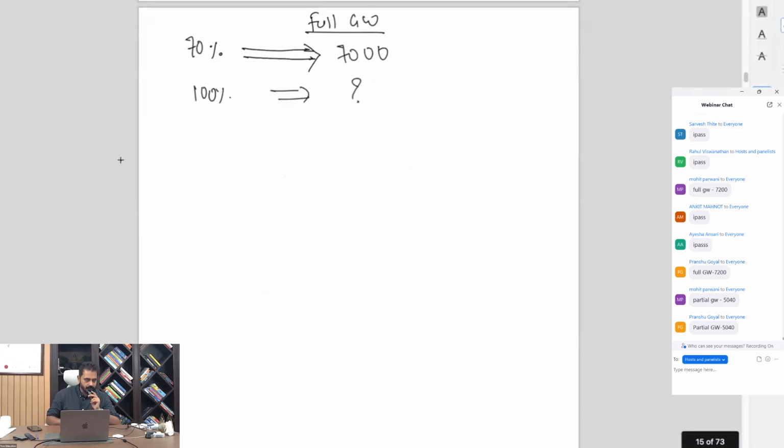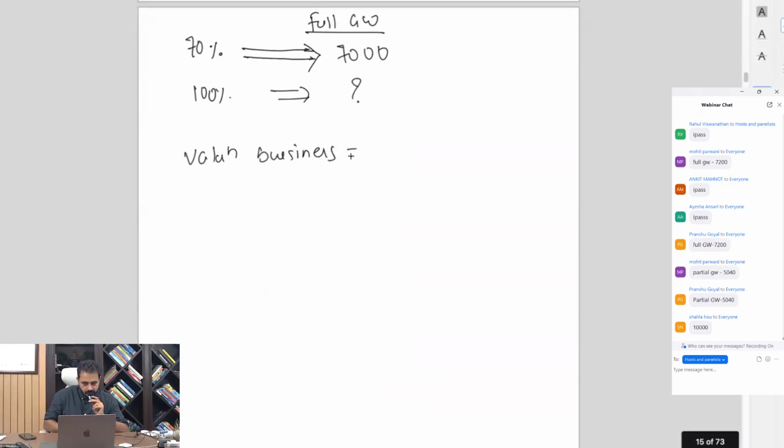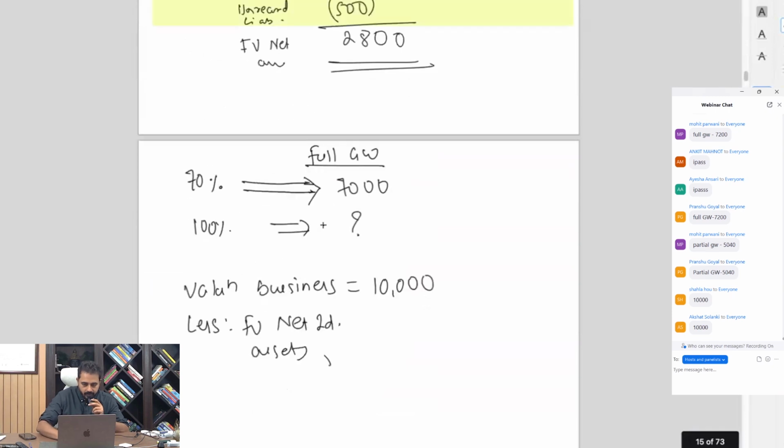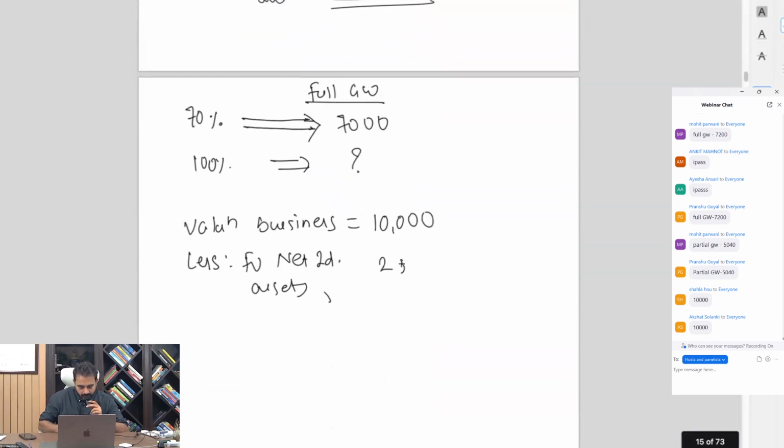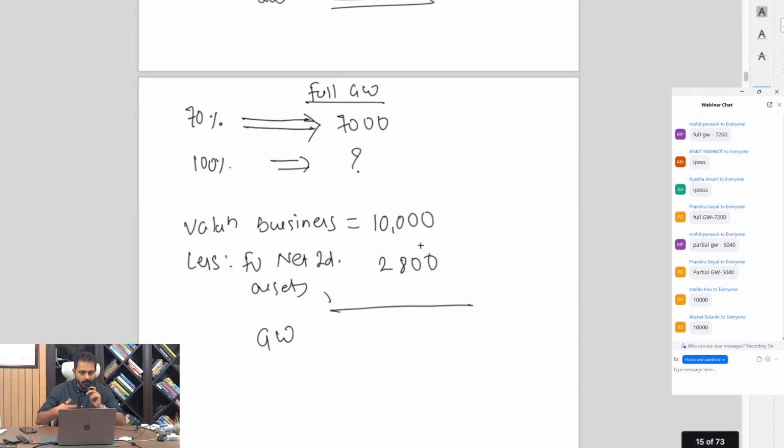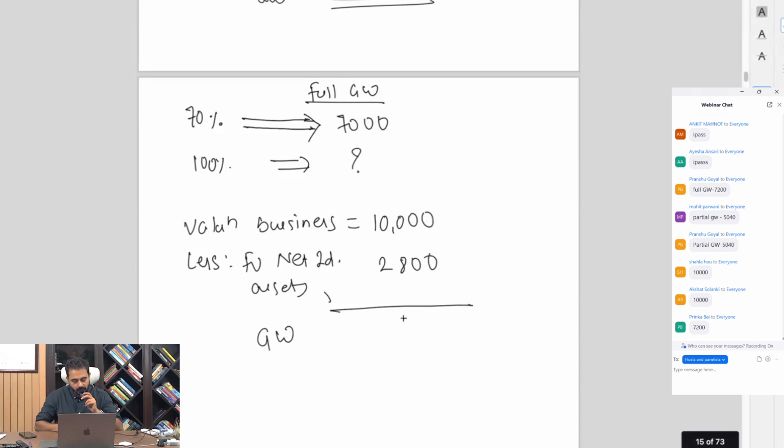So we do the reverse calculation, and then the valuation of the business turns out to be 10,000. I will say less fair value of net identifiable assets. Fair value of net identifiable assets are 2,800. So the entire excess amount, where is this coming from? If I'm valuing the business at 10,000, fair value is 2,800. Where is that excess amount coming from? It's coming from goodwill, 7,200. This is called the full goodwill. This is the goodwill we use in US GAAP.